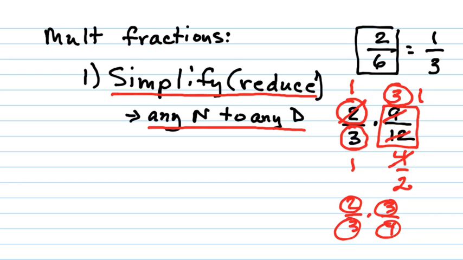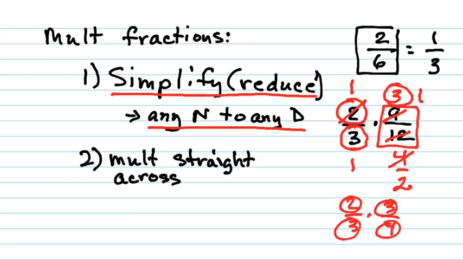Yes? The way you can remember it is that the multiplication sign is an X and you can write it like that. Exactly. So you can reduce across. Now, let's talk about the second step. Now that I have it all simplified, the second thing I need to do is simply multiply straight across. Okay? So it's numerator times numerator and denominator times denominator.